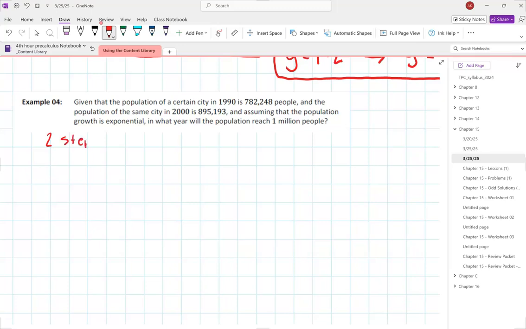So this problem really has 2 steps to it. Step 1, we need to write our exponential equation. And then step 2, we need to solve that equation.